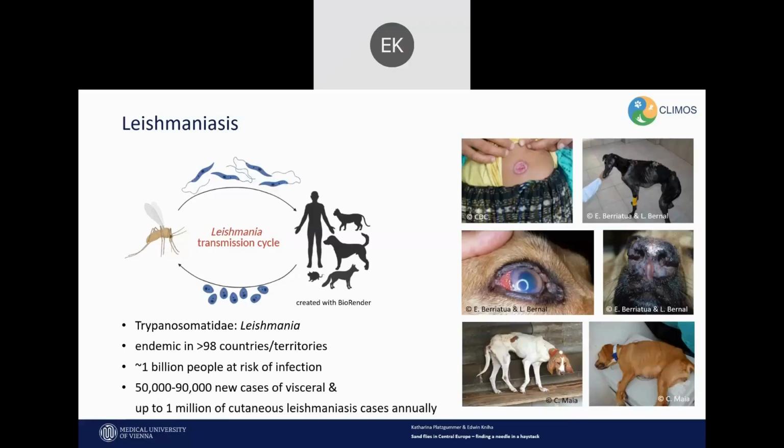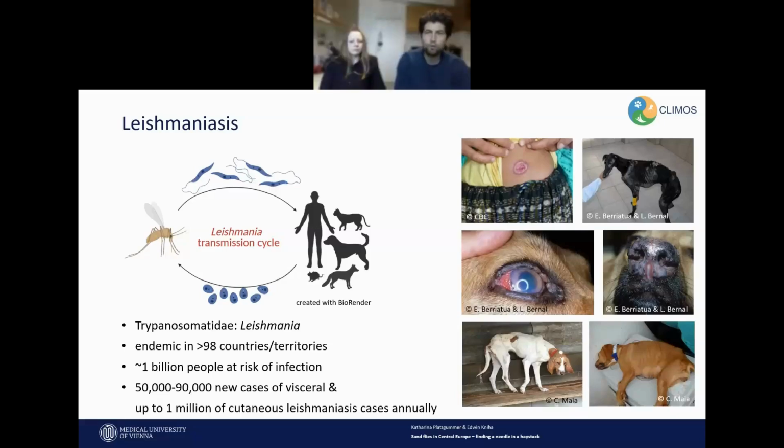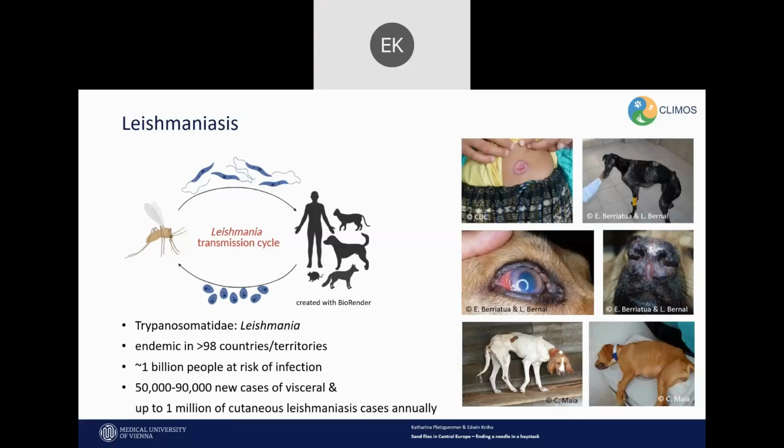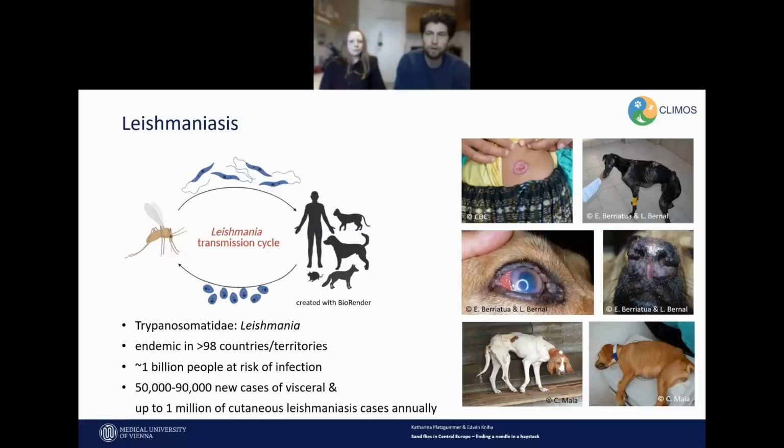The dogs are reservoirs. They are important hosts. They can get sick, as you see here on the pictures, and the disease usually, if symptomatic, is systemic and can affect multiple organs and often results in death and a lot of suffering in the dogs.